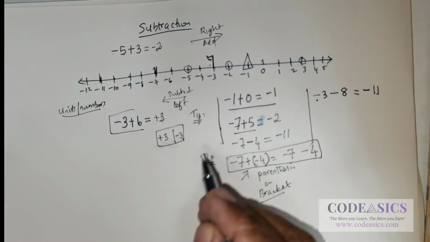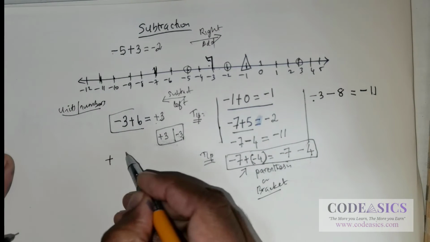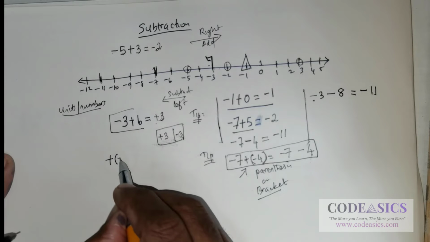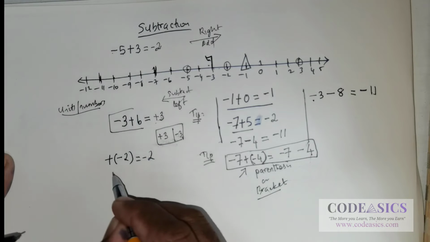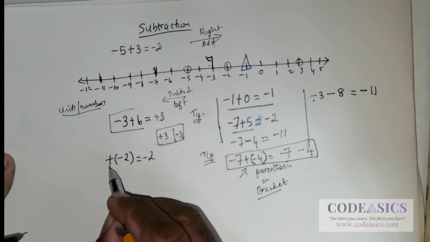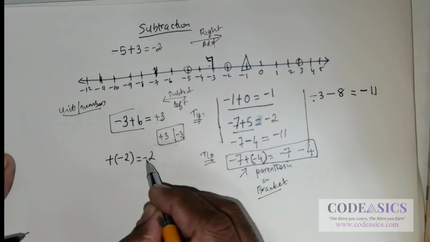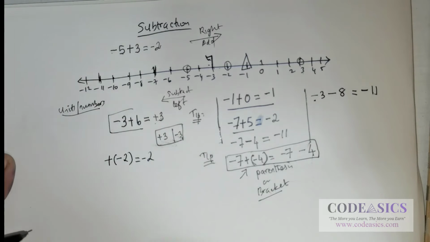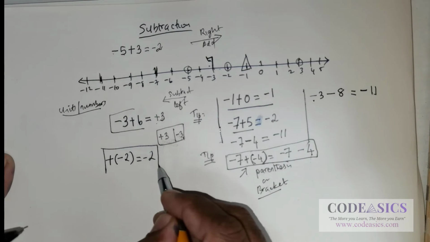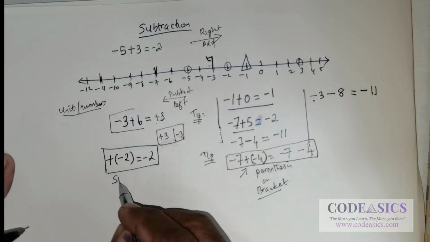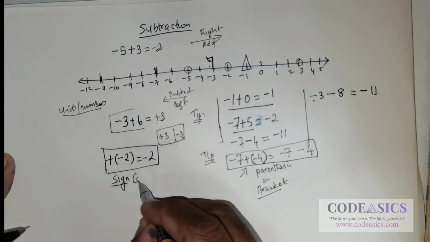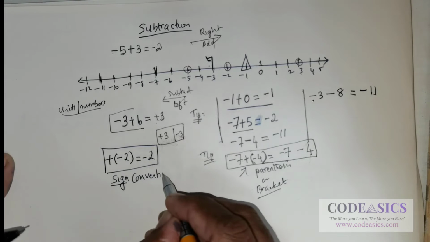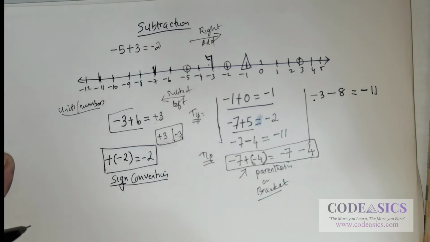Now when you are having issues like this, a plus of minus 2, this is actually minus 2. The reason is I'm multiplying plus with minus, so the outcome is going to be minus. So you need to know the sign convention also. When we are doing multiplication, you need to know the sign convention. So what exactly does the sign convention mean?